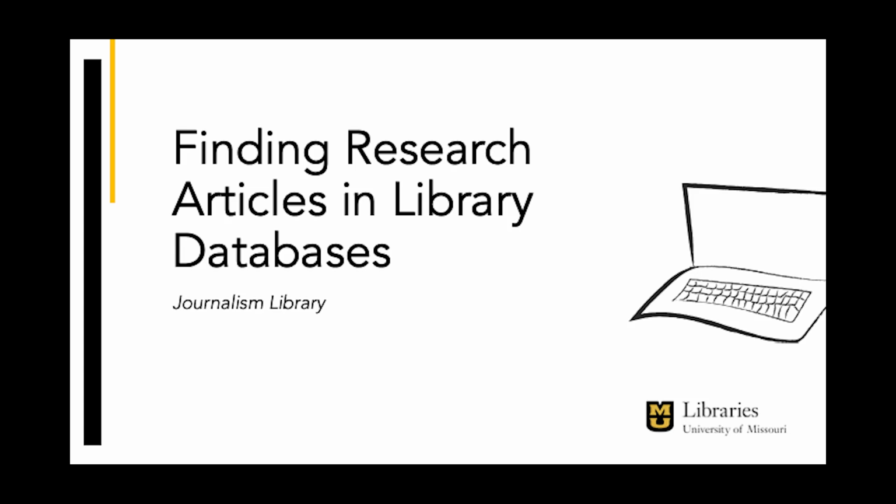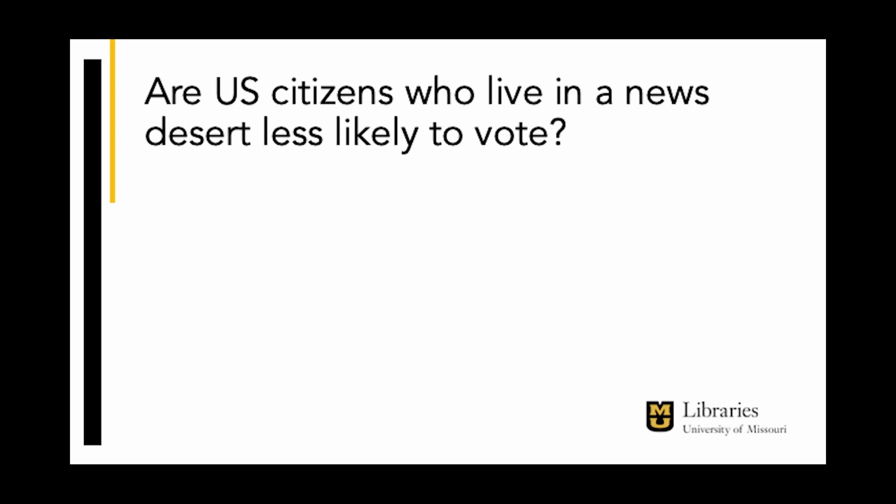So you need to find articles for a research paper but don't know where to start. Let's say your research question is something like this. Are U.S. citizens who live in a news desert less likely to vote? The first thing you'll want to do is identify keywords: words or phrases that represent the most important concepts in your research question to use in your search.